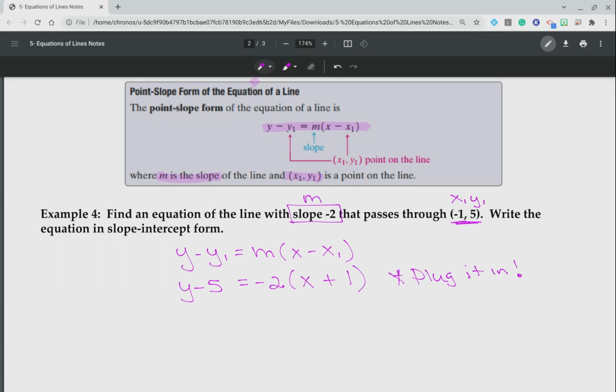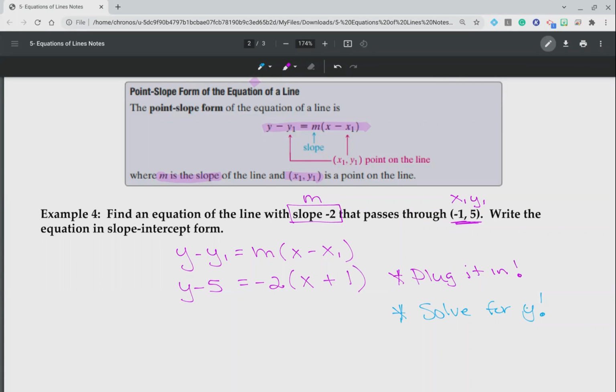Okay, after I plug it in, I still have to have y equals mx plus b at the end. And you can see I'm close, but I have these parentheses over here that I have to get rid of. So my next step is going to be to solve for y, just like we did before.